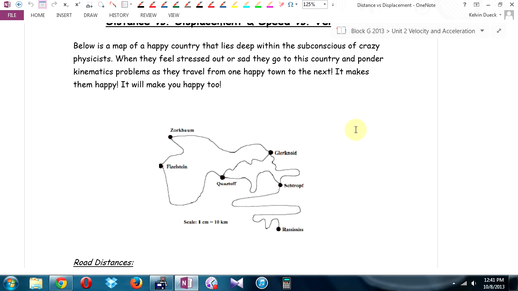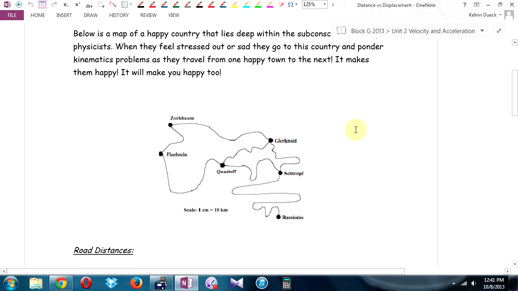So here's what we have. We have 1, 2, 3, 4, 5, 6 different towns, and what's the scale that I've put on this map? So if you want to find a displacement, you'll physically measure with your ruler, and your number will be totally different from mine because mine is really wide because of the screen distortion. And if you multiply the centimeters by 10 kilometers, that's the displacement. If you want to measure the distance, you can't because it's curvy roads.